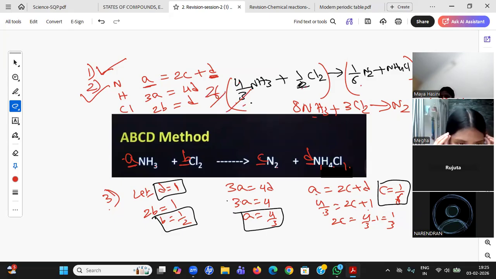2 threes are 6, 3 Cl2. 6 and 6 get cancelled. Only N2 will be there. 6 into NH4 is 6 NH4. So 8, 3, 1, 2, 6 is my right answer. 8, 3, 1, 6 is my answer.